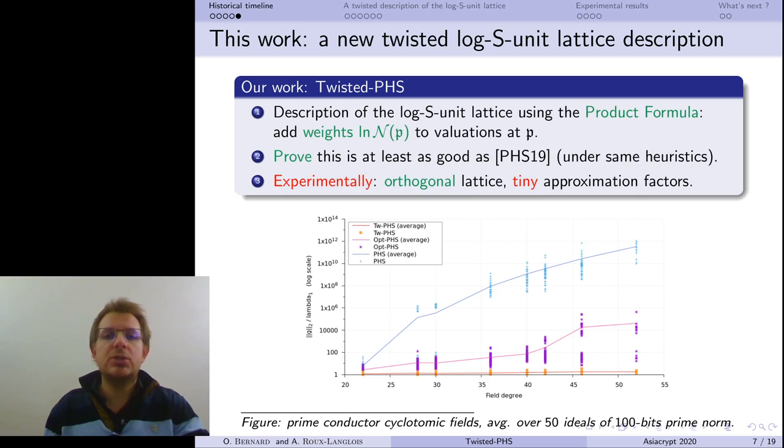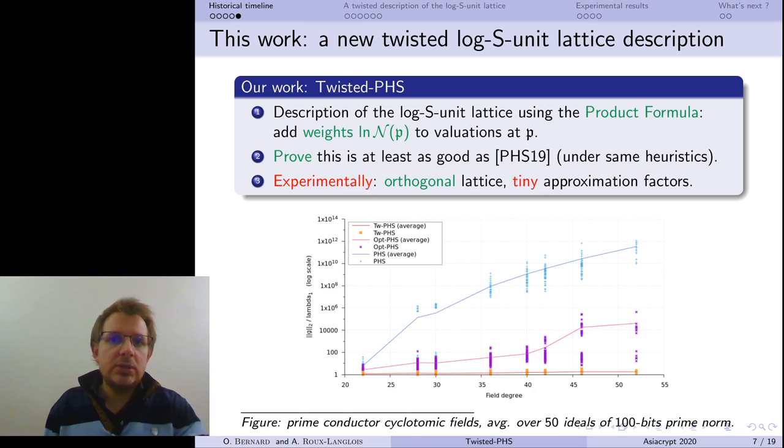So unfortunately, we didn't prove that this should perform better than the original PHS algorithm, but we did prove that this is at least as good as PHS under the same heuristics. So far so good. But the most interesting thing is that experimentally we obtain what seems to be very orthogonal lattices, and this in turn gave us very tiny approximation factors.